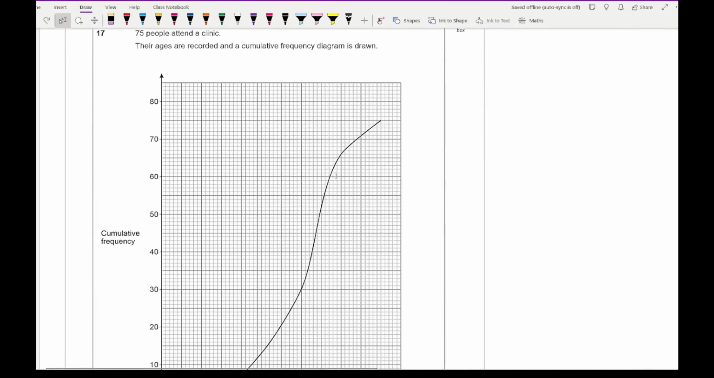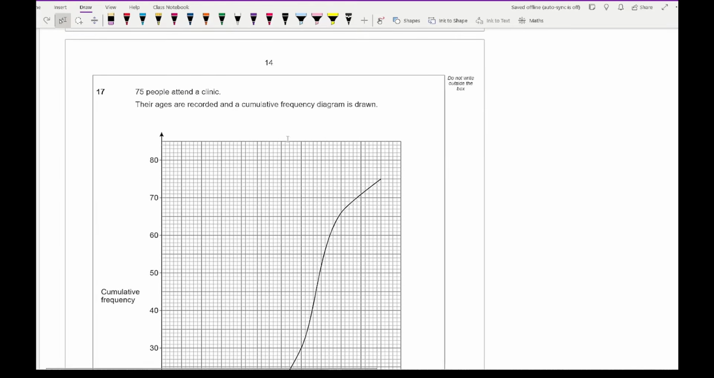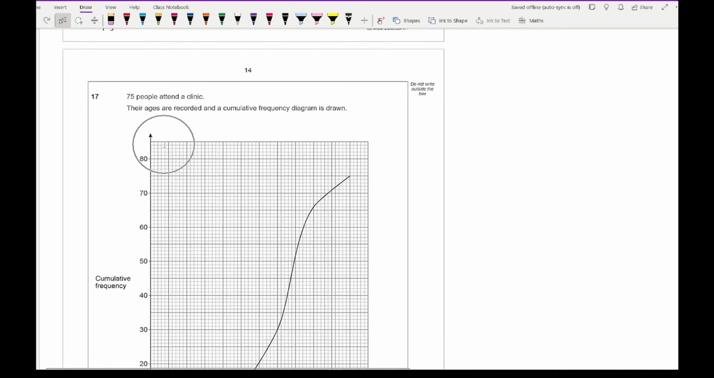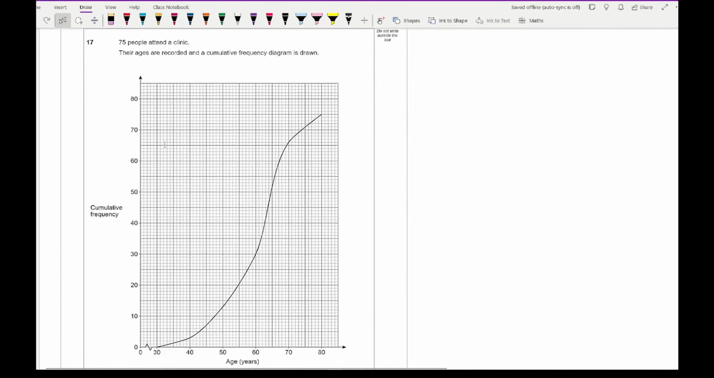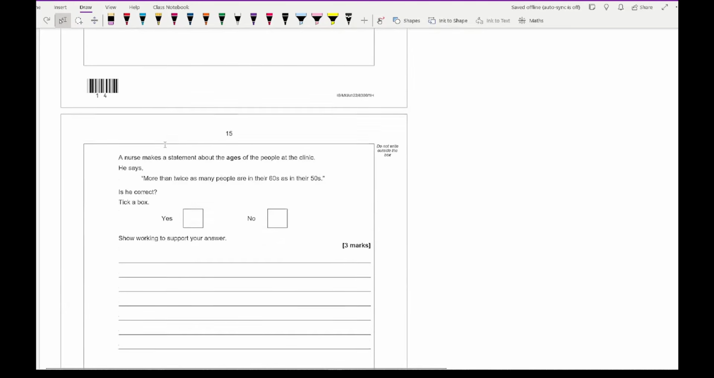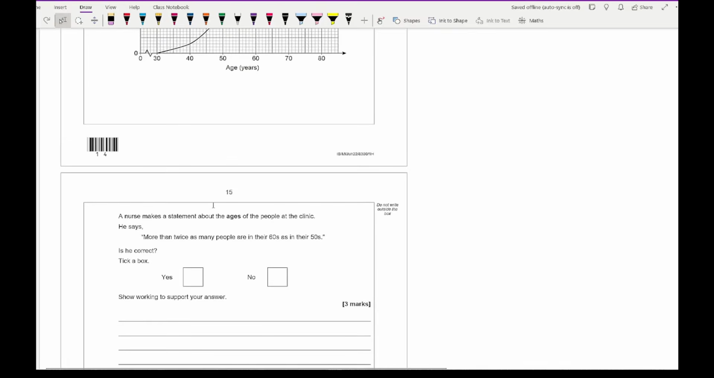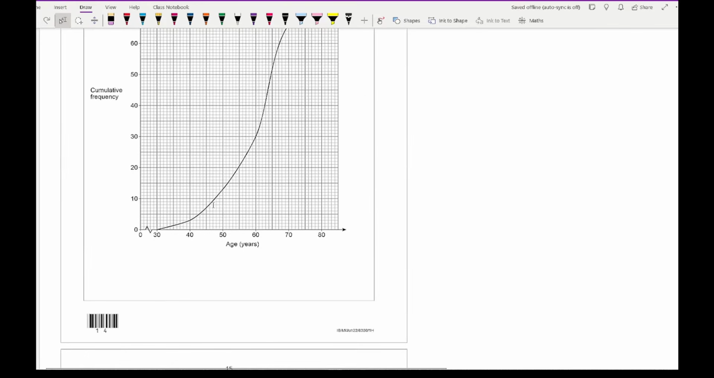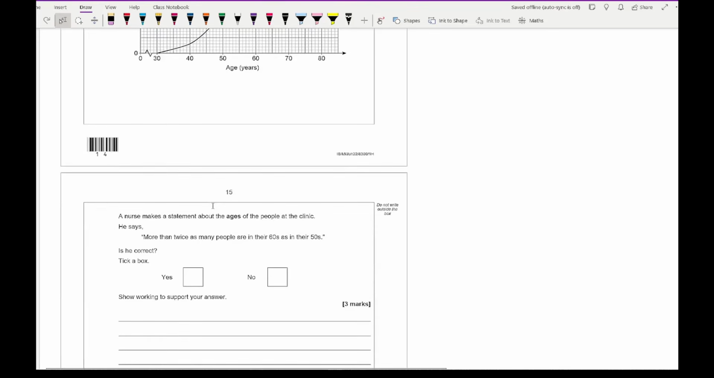Moving on to question 17, it says 75 people attend a clinic. Their ages are recorded in the cumulative frequency diagram as drawn. And the question's asking, a nurse makes a statement about the ages of people at the clinic. He says that there's twice as many people in their 60s as in their 50s. Is he correct? So let's first of all work out how many people there are in their 50s.